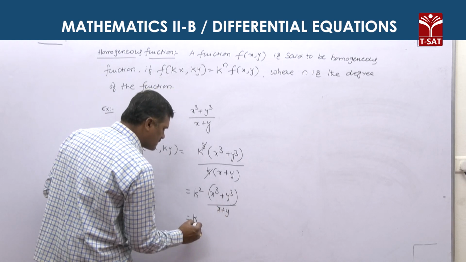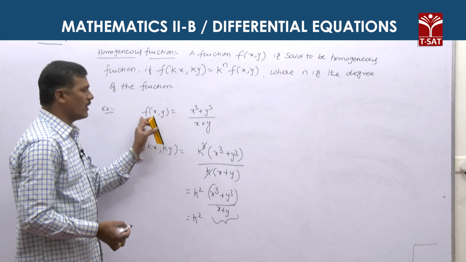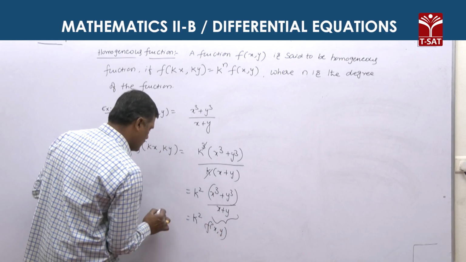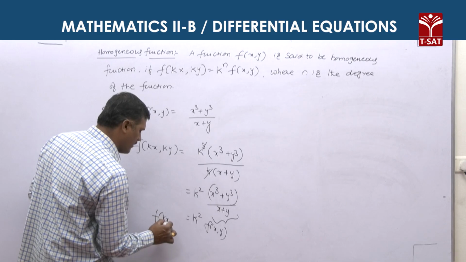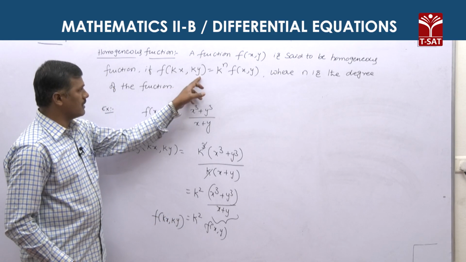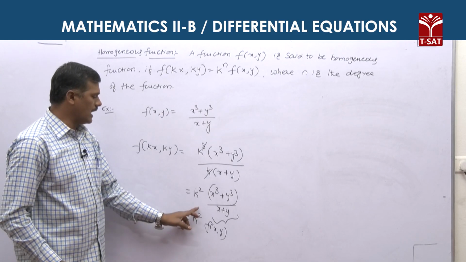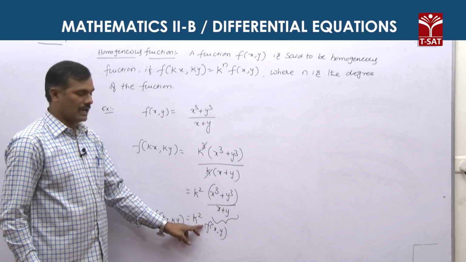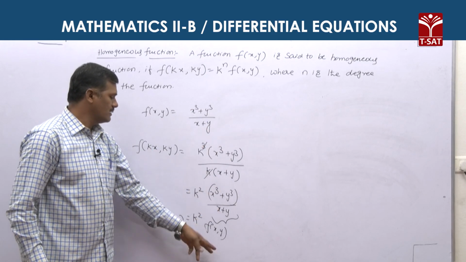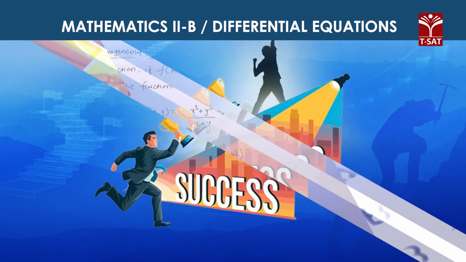That is equal to k square into this value, which is equal to what? The given function is f of x comma y. So f of kx comma ky is equal to, see this definition, k power n into f of x comma y. Here n is the degree, here 2 is the degree of this function, into f of x comma y. So this function is called a homogeneous function.